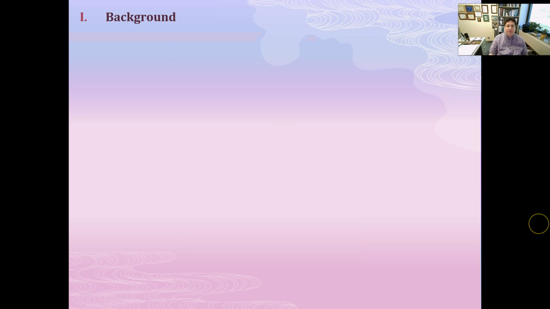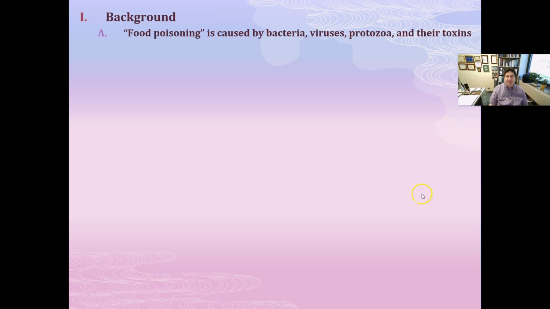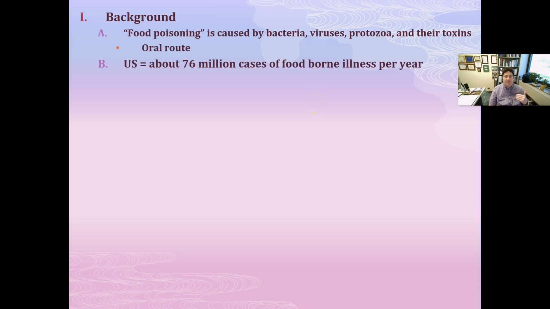Now, we've all heard people talk about food poisoning. There's a good chance you've had food poisoning at some point. Food poisoning, note this phrase is in quotes, is caused by any number of microbes. It can be bacteria, viruses, protozoans, and the poisons, the toxins they produce. Food poisoning and gastrointestinal diseases in general, almost always the portal of entry is oral. It's an oral route for the portal of entry.